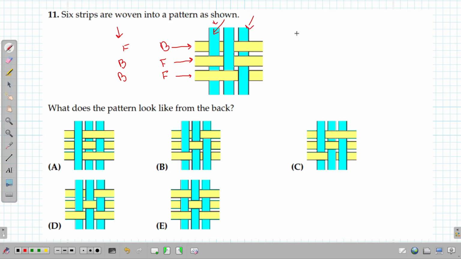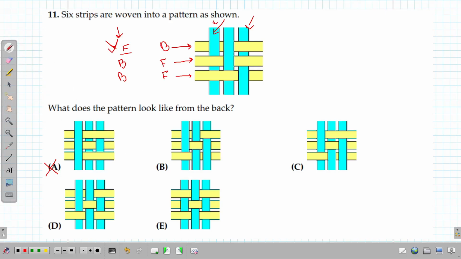Now we're going to look at option A and see if this pattern over here is the same. Over here the yellow strip is in front of the blue strip, so the first one is correct, as over here it is front. Here the yellow strip is behind the blue strip, so this is also correct. But here the yellow strip is not behind the blue strip, so it's not correct, and A cannot be our answer.